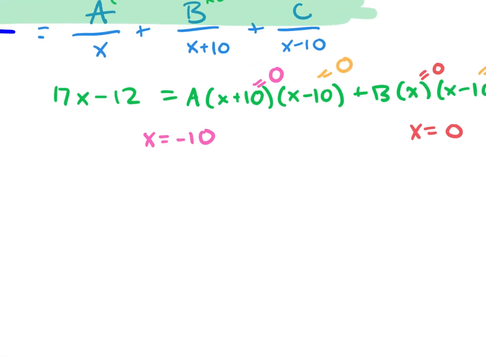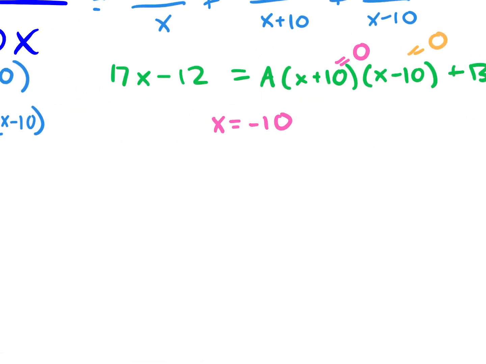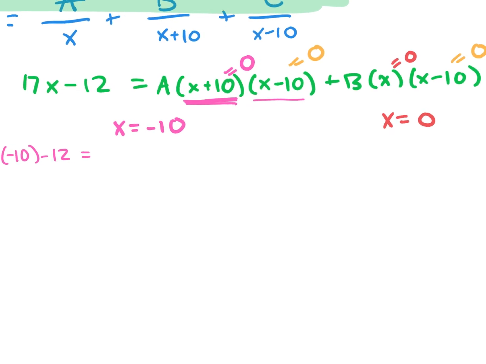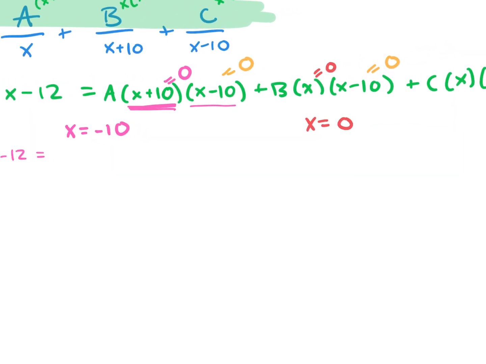All right, so first we want to plug in negative 10. So I have 17 times negative 10 minus 12 is equal to, what happens when I plug in negative 10 into this x plus 10? It becomes 0. So then no matter what this is, it'll be negative 20. What's negative 20 times 0? 0. And a times 0 is 0. So the a goes away. I don't even need to write that down because I know it's going to go away. So I'm just going to save myself the work.